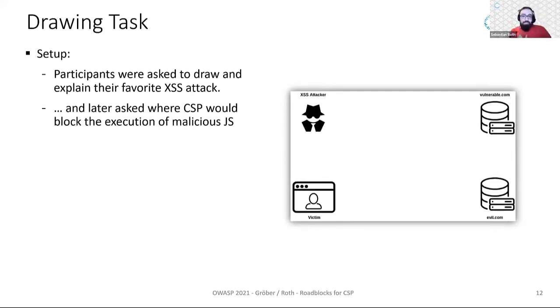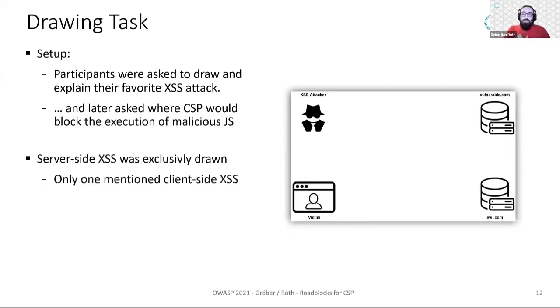The result of this drawing task allowed us to get a better understanding of the participants' mindset about cross-site scripting and CSP. Notably, all participants chose to draw a server-side cross-site scripting attack, while only one participant mentioned that cross-site scripting can also be a client-side problem. So it seems that the server-side presence of the vulnerability is far more prominent in the heads of our participants than the client-side version.